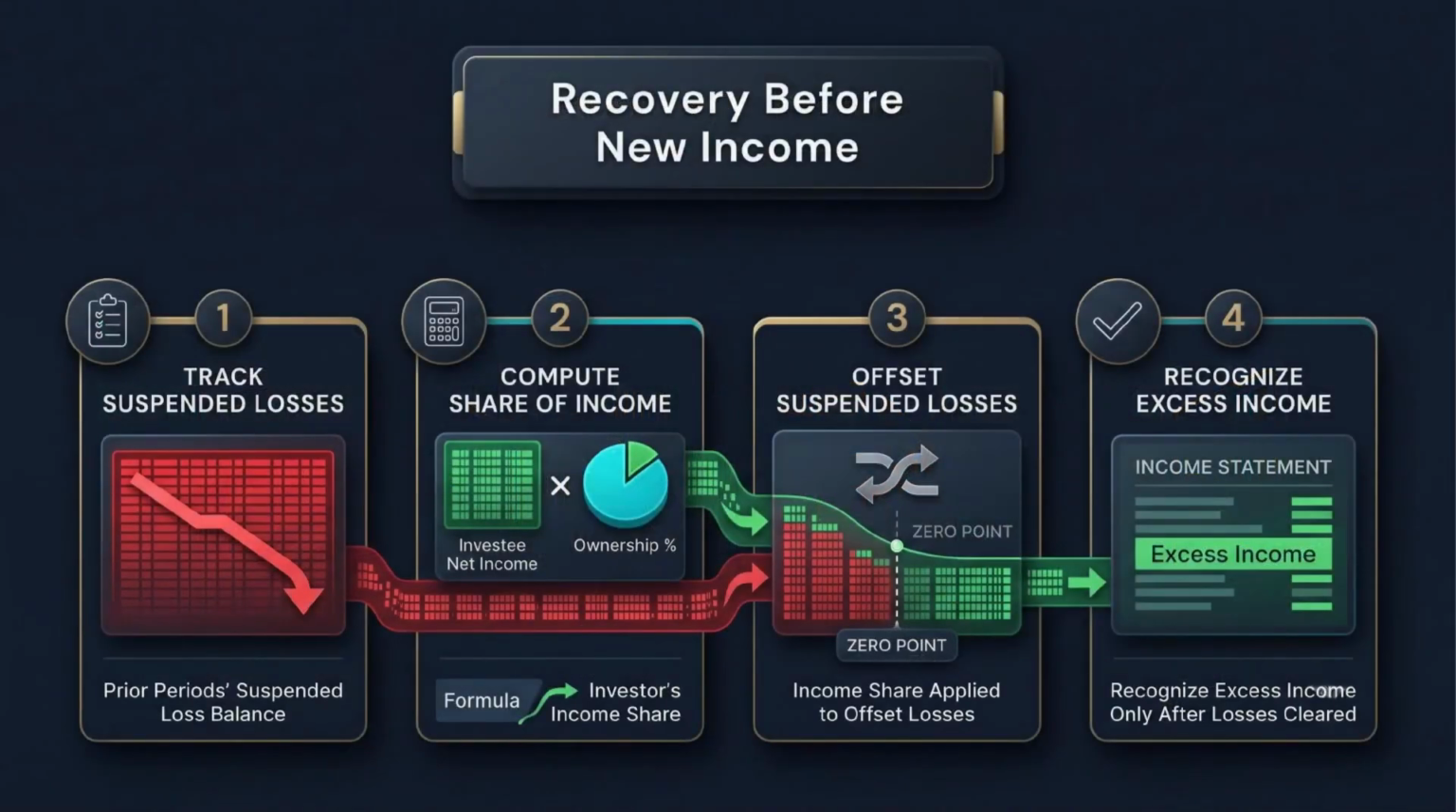The recovery sequence must be applied in order. First, confirm the opening suspended loss balance. Second, calculate the investor's share of current investee income. Third, apply that income share against suspended losses until the suspended balance reaches zero. Fourth, recognize only the remaining income, if any. This sequence keeps the model consistent. The investor cannot recognize new equity method income while older unrecognized losses remain unresolved. So, recovery is not just about profit returning, it is about profit first repairing the loss history.